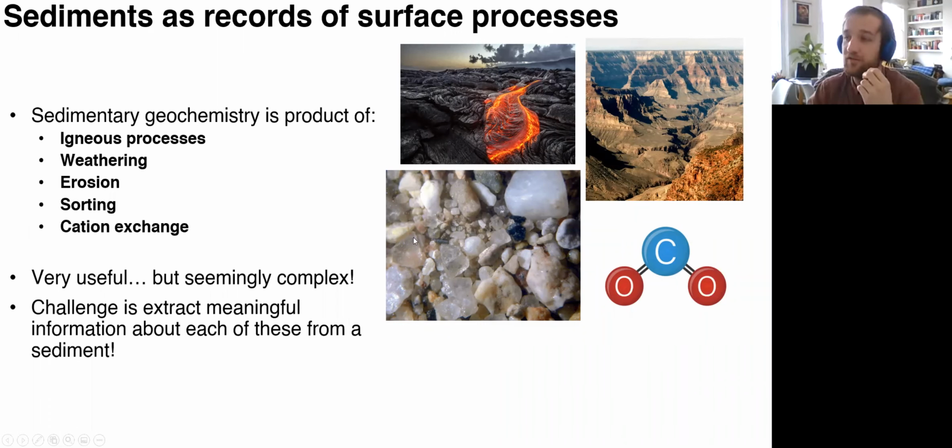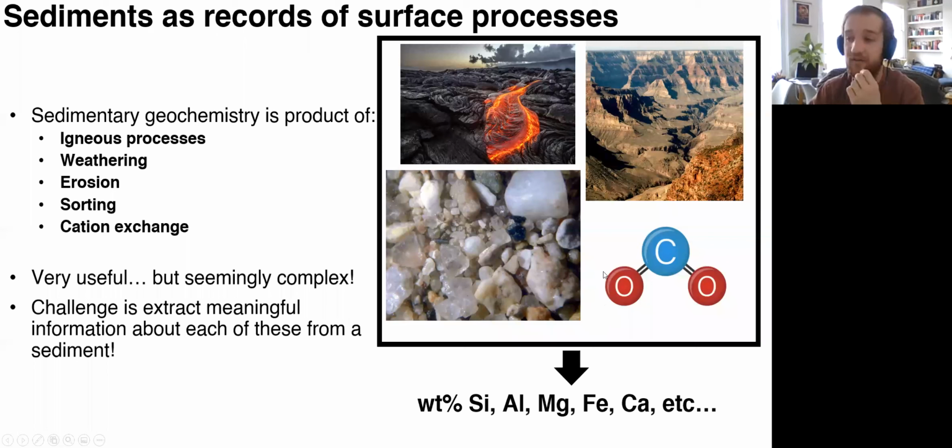So all this is very helpful, in that sediments can tell us a huge amount about a range of different earth processes. The challenge, as I see it, is that because so many different processes go into setting the composition of a sediment, it's really complicated as well. If we want to know about igneous variations, we also have to try and undo the effects of sorting, weathering and erosion, and that's difficult. So how on earth do we go from just a sedimentary geochemical composition, so just weight percent silicon, aluminium, magnesium, to extract meaningful information about the Earth's surface?